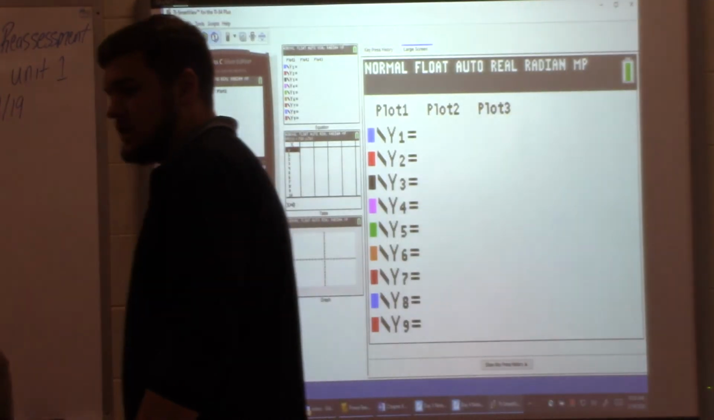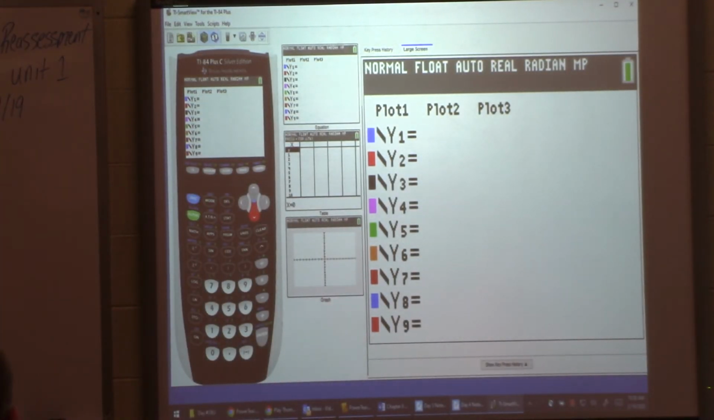Okay? So are we all here? Do we all have a clear y equals? Do we all have our plots turned off? In the corner, should it say x equals or y? That doesn't matter. Okay.